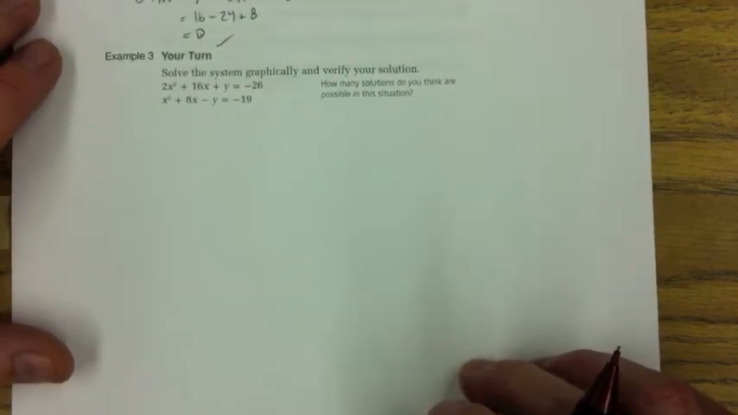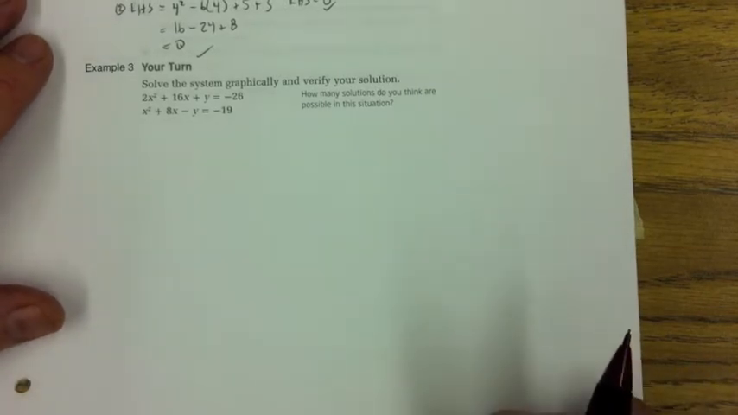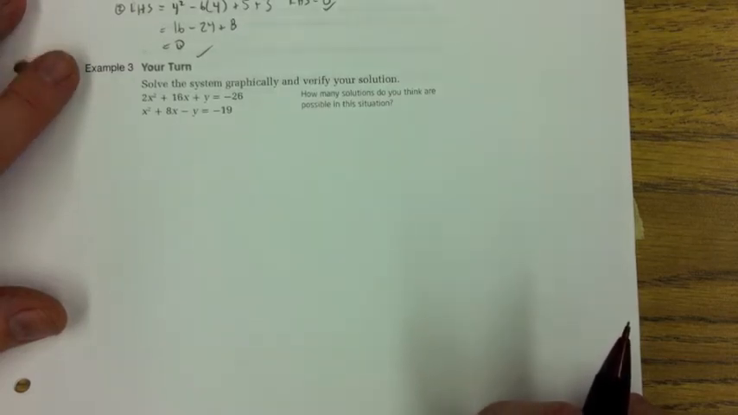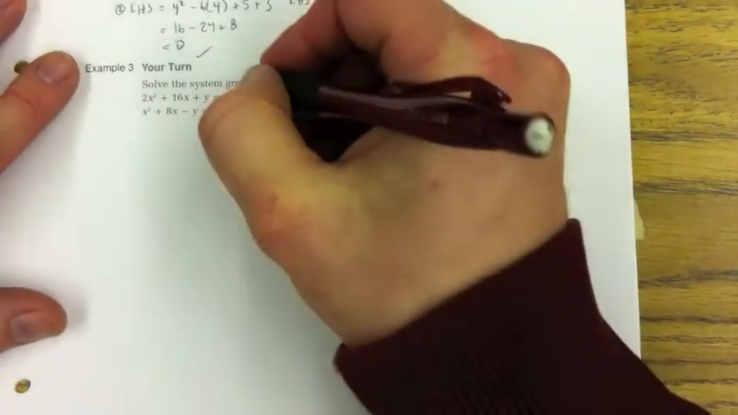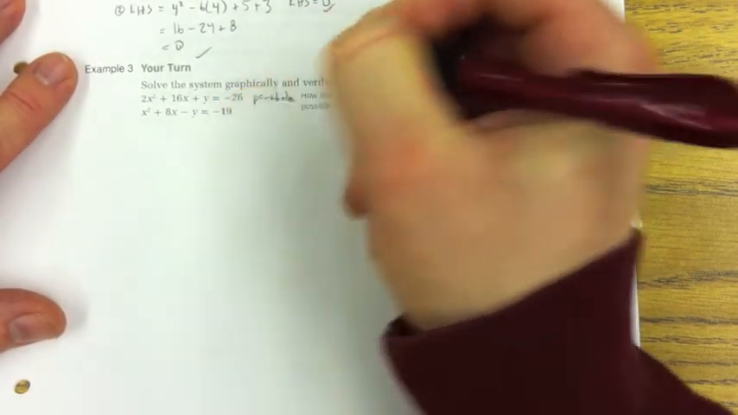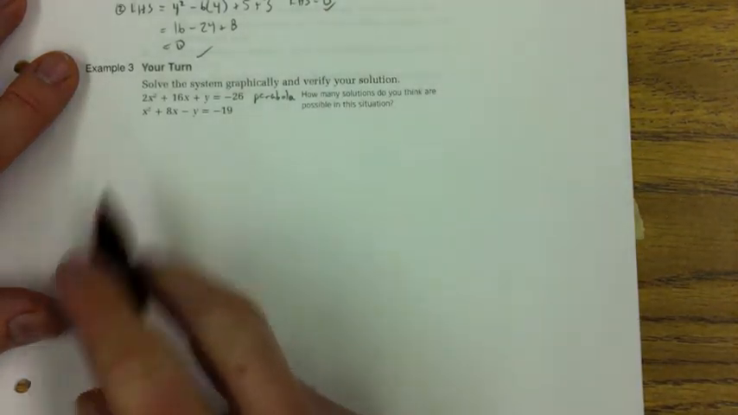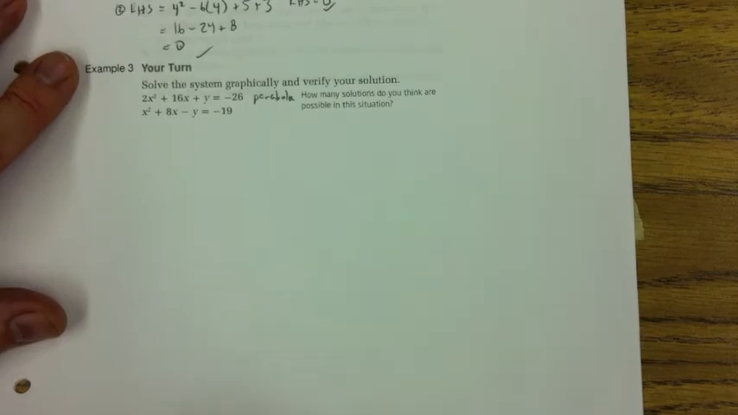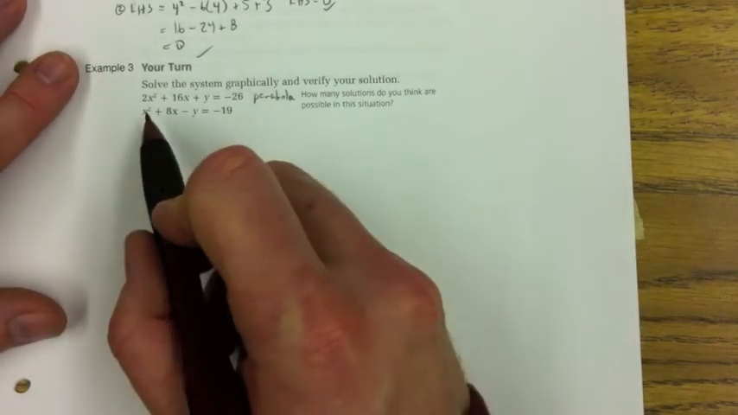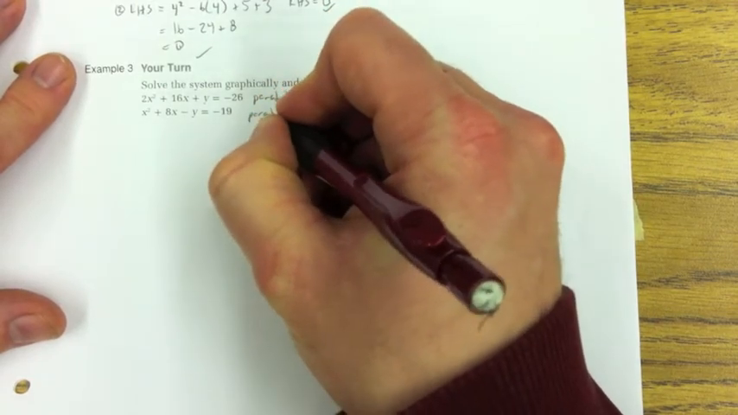Alright, moving on to example 3. It says solve the system graphically and verify the solution. And we have for our system 2x squared plus 16x plus y equals negative 26. Right away, I recognize that that's a parabola. And for my second equation, we've got x squared plus 8x minus y equals negative 19. Noting the square term, I see again that this is a parabola.